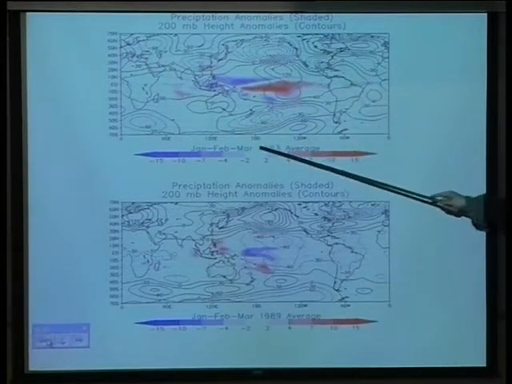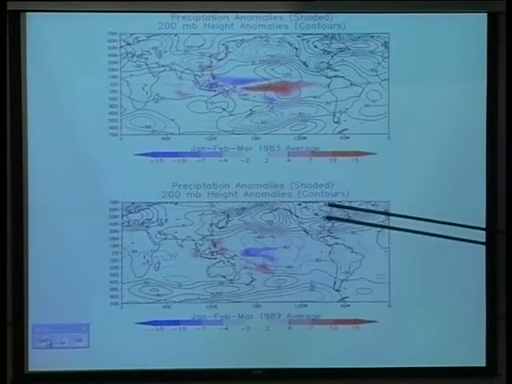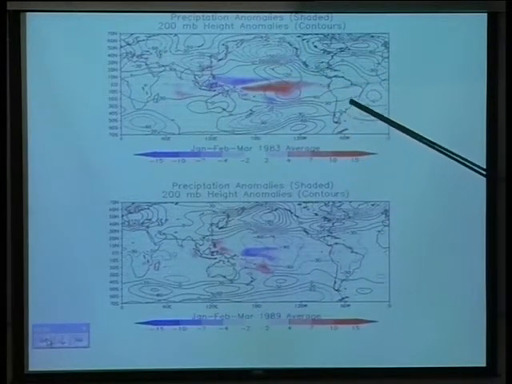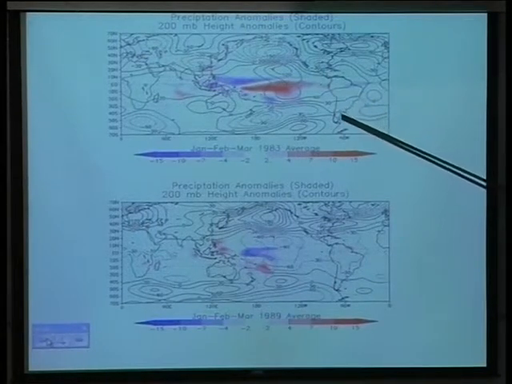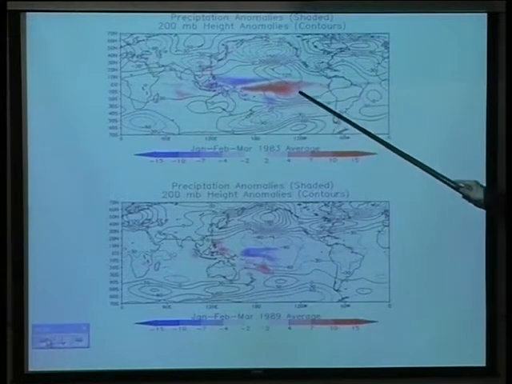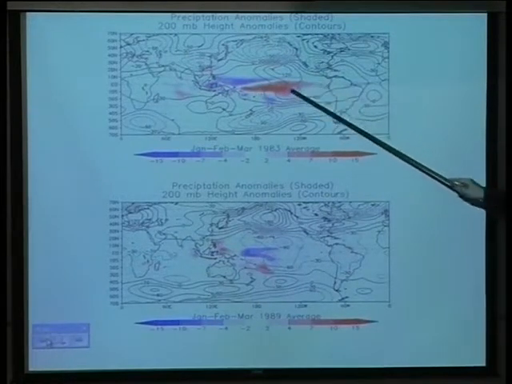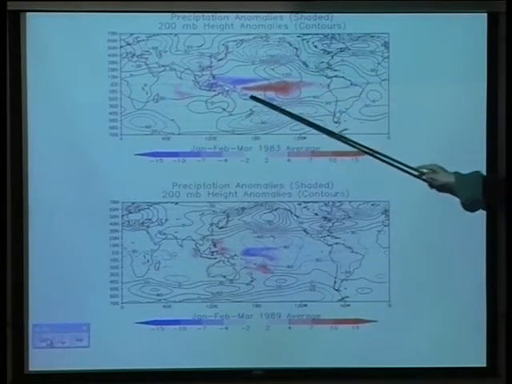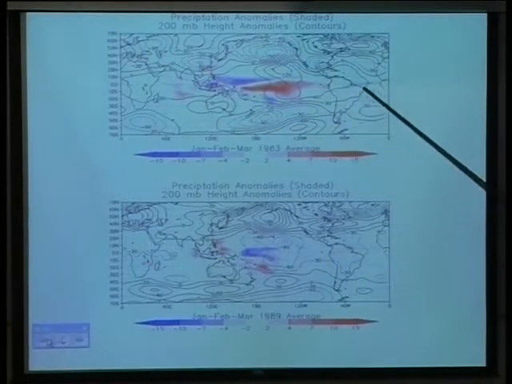So here's 1983, January, February, March average. The contours are geopotential height anomalies. The shading is the precipitation anomalies. So you see that during the El Nino, there's increased precipitation in the central and eastern Pacific, decreased precipitation over here in the west. And the height anomalies, again, here's this zonal mean response along the equator.